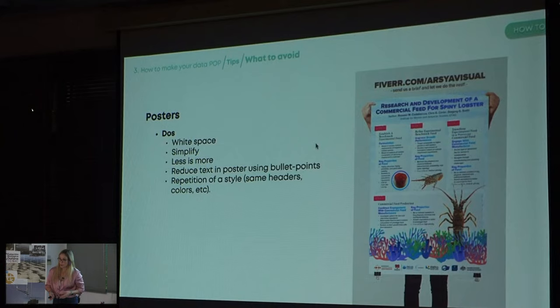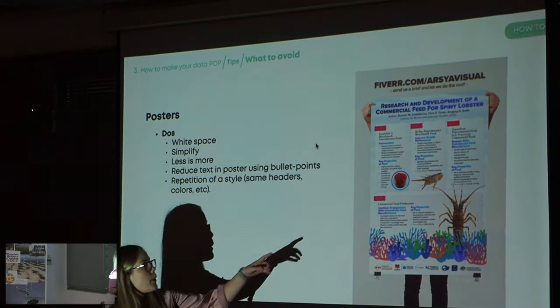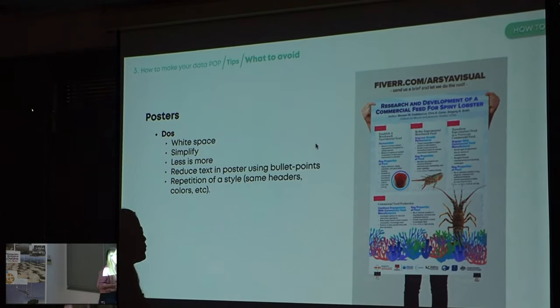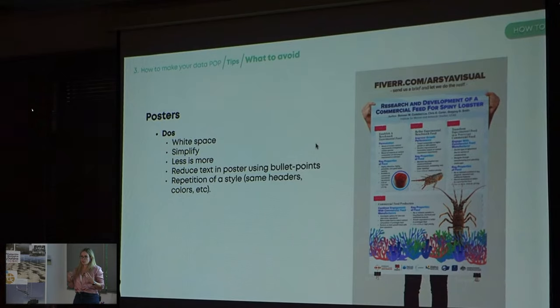Let's look at a good poster. Again, this example has a lot of negative space or white space. As always, simplicity, or less is more. We can reduce the text by just creating bullet points. In that way, we also increase negative space. And then what I like is that they use repetition of style. Just by using the same color palette, the same header, and the same general style, it makes the design a whole, and again, not a collage of different styles put together.